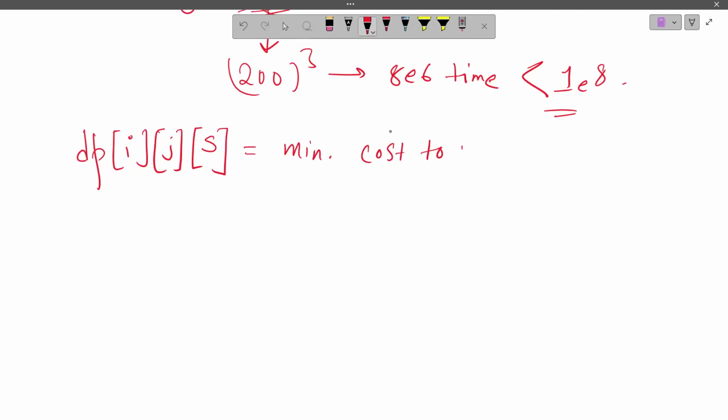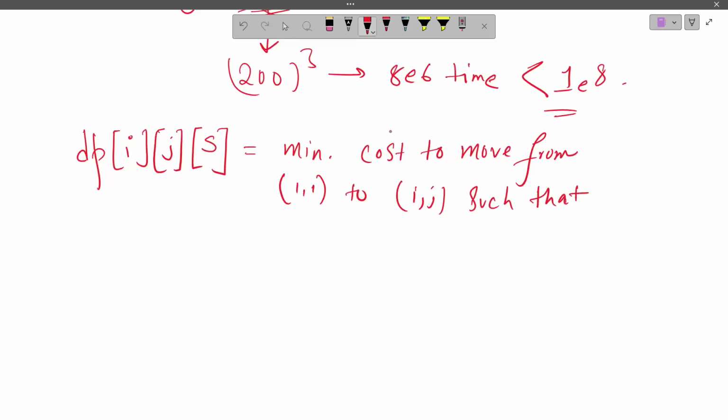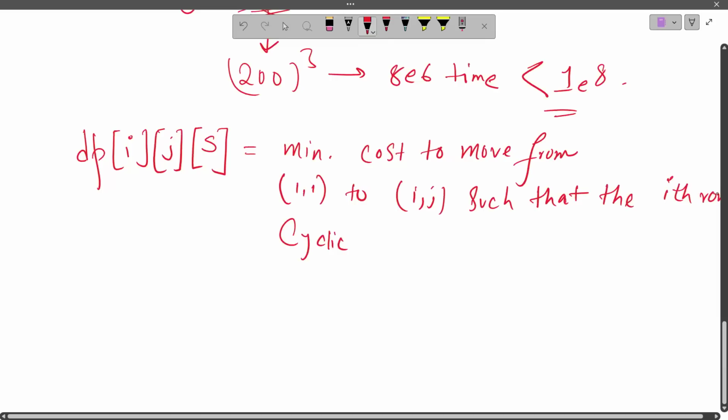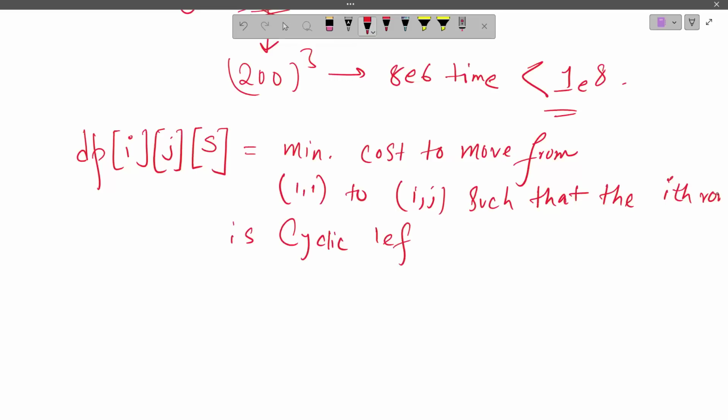to move from 1 comma 1 to i comma j, such that the ith row is cyclic left shifted s times, right?